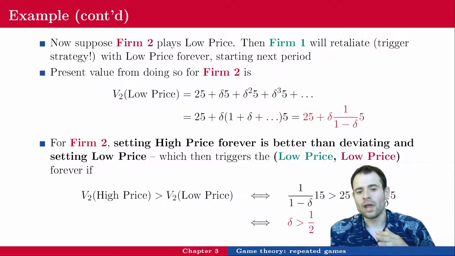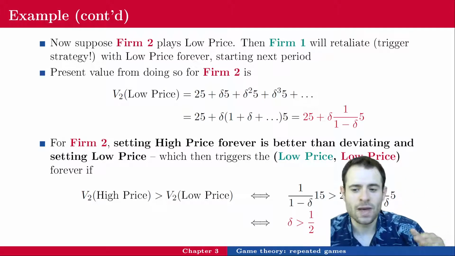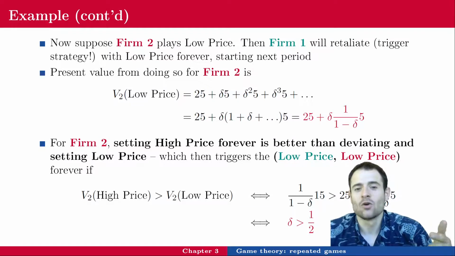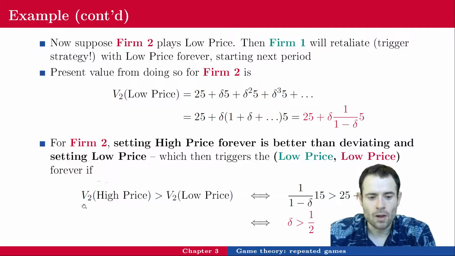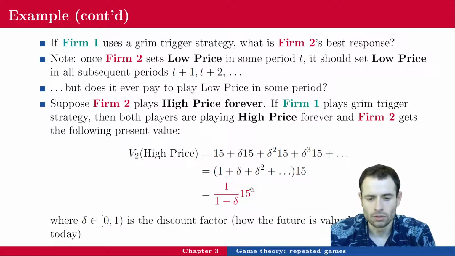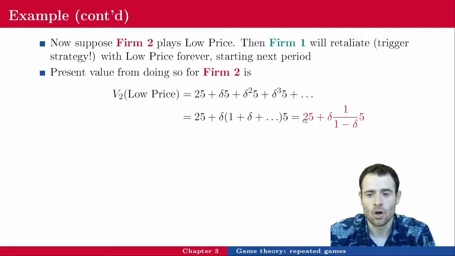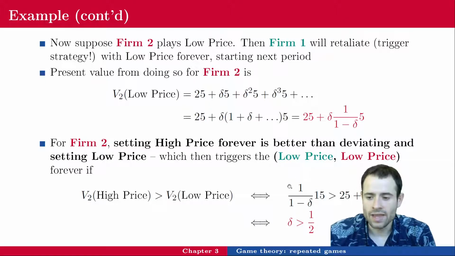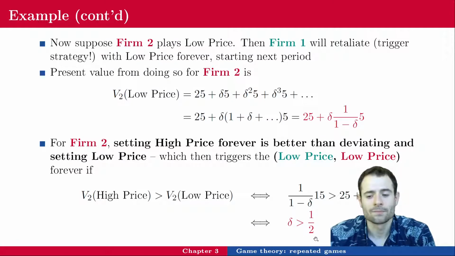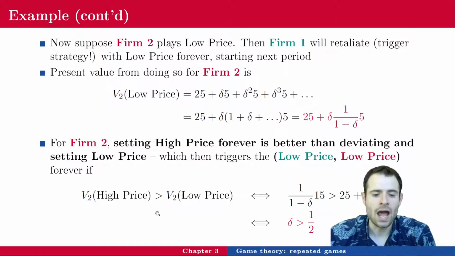Now, we are going to compare whether setting high price forever is better than deviating and setting low price. So, for firm 2, playing high price is better than playing low price if this number is bigger than this number. We are comparing payoffs. So, we get this inequality, and then you can play with delta and find that it depends on how big delta is. If delta is bigger than 1/2, then firm 2 prefers to play high price forever as opposed to low price forever.